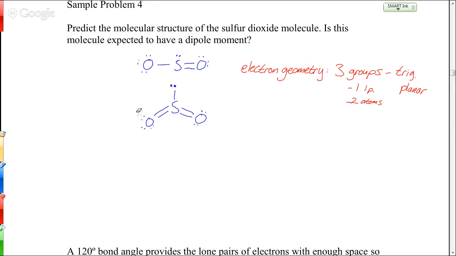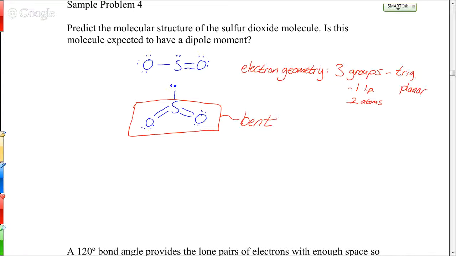So if we did that, there would be no formal charges. Notice that it doesn't change our electron geometry. So these resonance forms don't change the geometry. So that shape is trigonal planar, or that geometry is trigonal planar. If we just look at the atoms themselves and not the electrons, we would call that bent. And that's why it's important to look at all the electron pair geometry before you determine the shape.